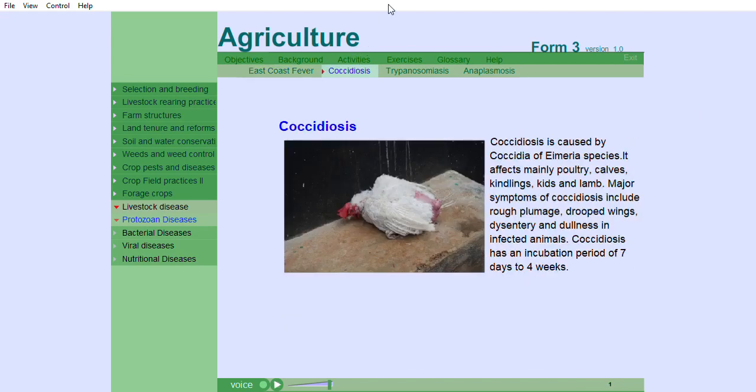Coccidiosis. Coccidiosis is caused by Coccidia of Eimeria species. It affects mainly poultry, calves, kittens, kids, and lambs. Major symptoms of coccidiosis include rough plumage, drooped wings, dysentery, and dullness in infected animals. Coccidiosis has an incubation period of 7 days to 4 weeks.